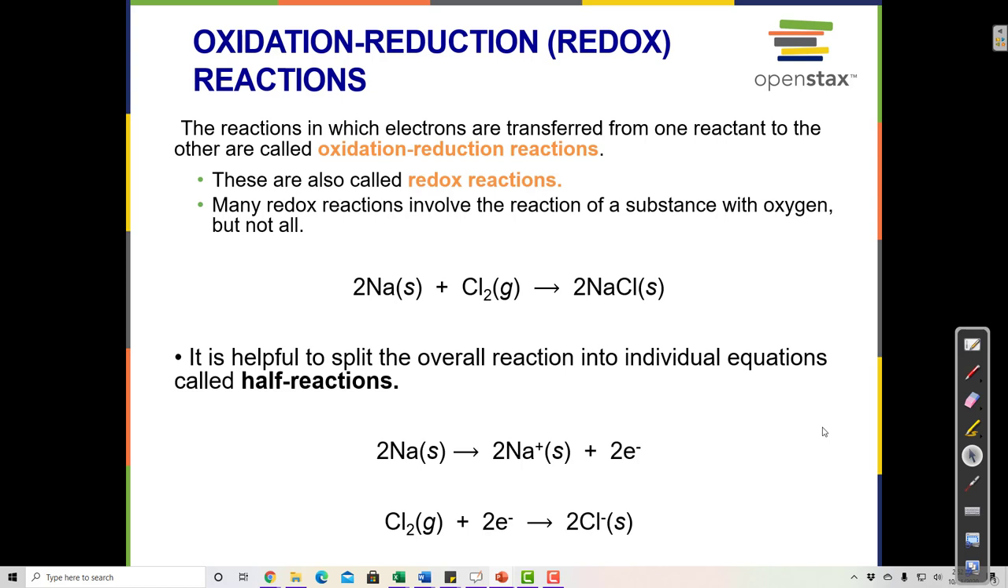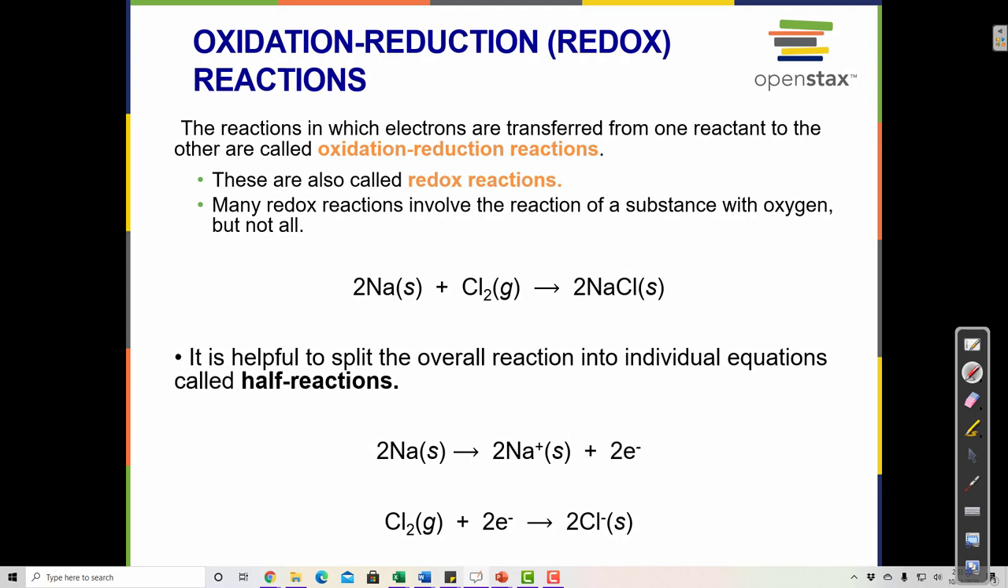So I start with compounds where the electrons are associated with certain atoms, and on the product side, those electrons have moved and now they're associated with different atoms. So these are oxidation reduction. Sometimes they're also just shortened to be called redox reactions. In a redox reaction, it's very, very similar to an acid-base.